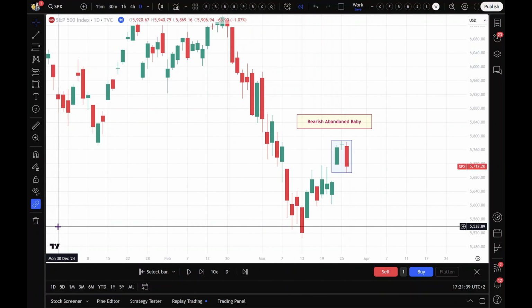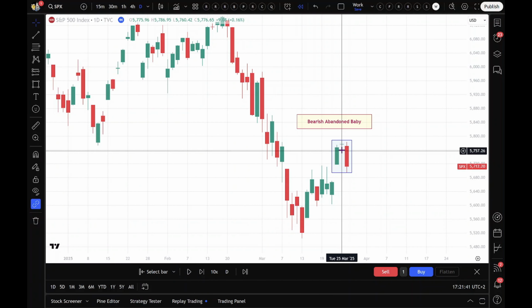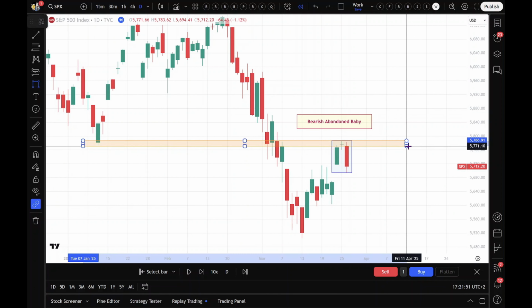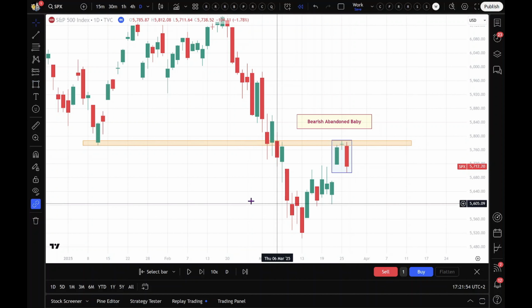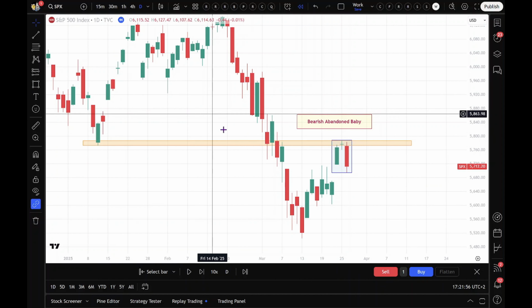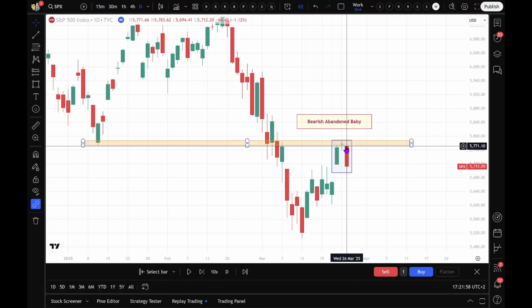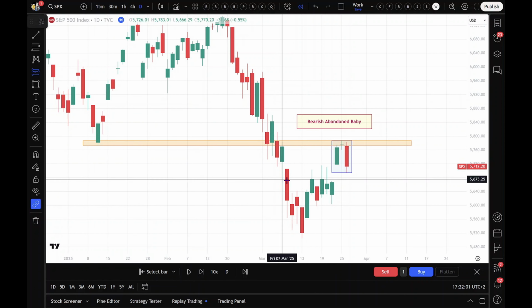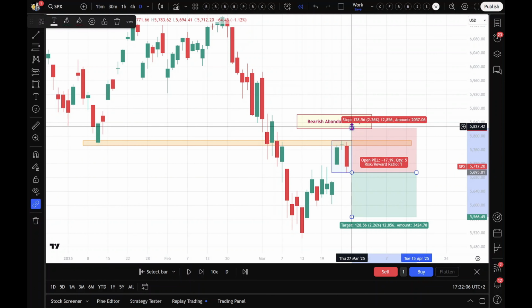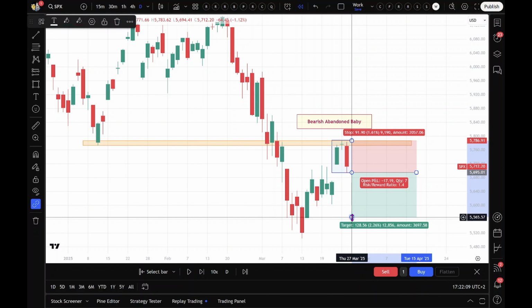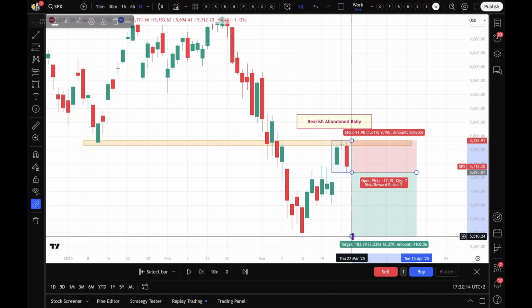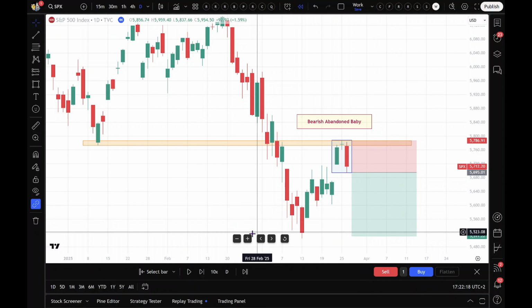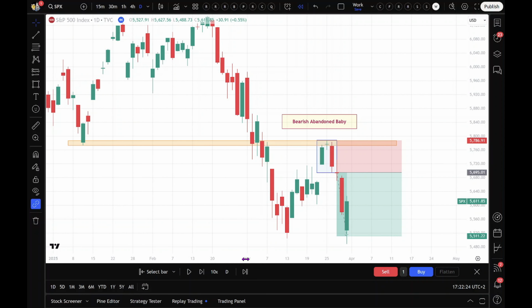Let's move to TradingView. We can see our abandoned baby right here, and if we look closer, we can see that it's forming at a previous support level here. The price bounced here, and this support has now become a resistance level, which strengthens the signal. So, we can open a short position right here. We place our stop at the high of the Doji and set our take profit to have a risk-reward ratio of 2. And, as we can see, our take profit is reached after 3 consecutive candles.